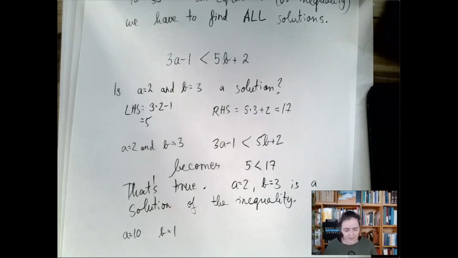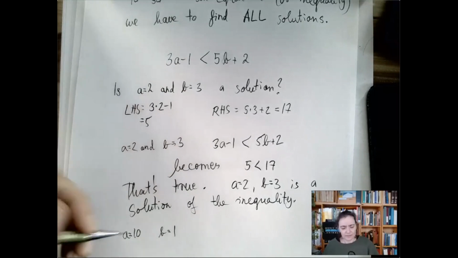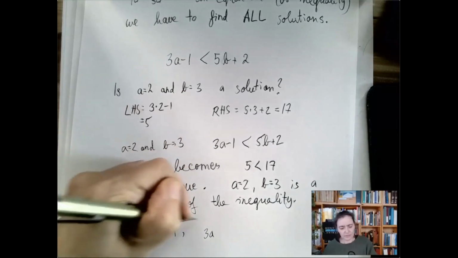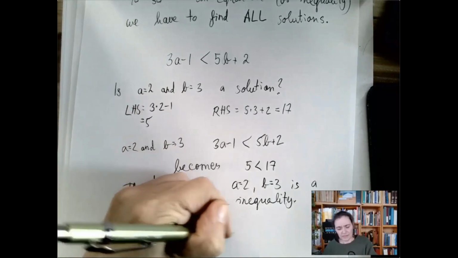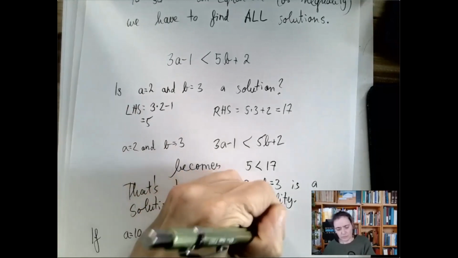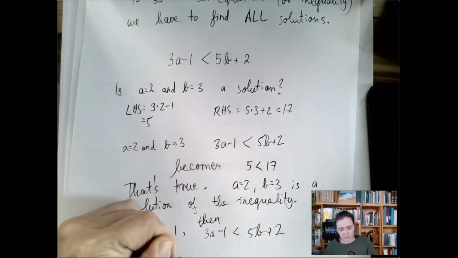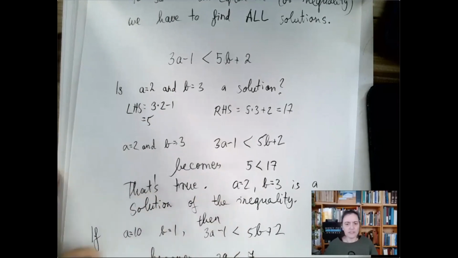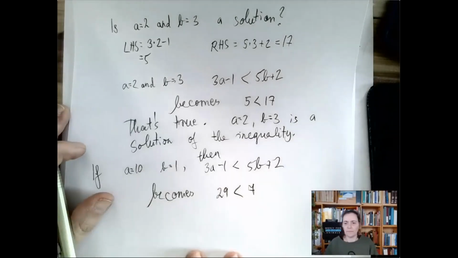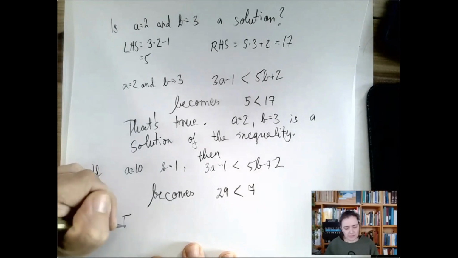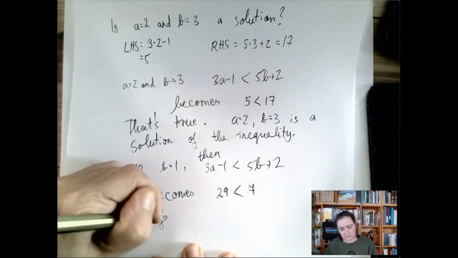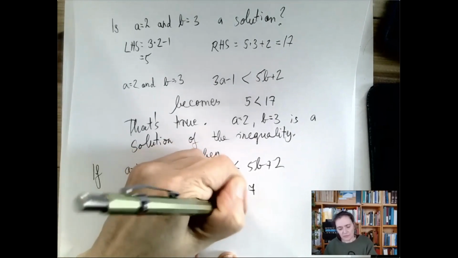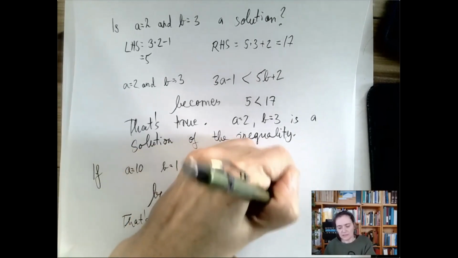Oh, yes. So then if a equals 10 and b equals 1, then 3a minus 1 less than 5b plus 2 becomes, I think you're right, 29 is less than 7. Is that a true statement? No, that's a false statement. So a equals 10 together with b equals 1 is not a solution.